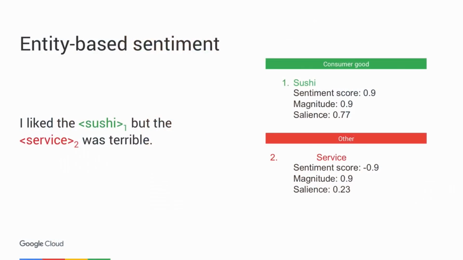The API also lets us do entity-based sentiment. So if we take this restaurant review, "I liked the sushi, but the service was terrible." The aggregate sentiment for the whole sentence might not be so useful to us, but what we would want to know is that the person liked the sushi, but they didn't like the service. And the API is able to give us a sentiment value for each entity it finds. So here, for sushi, we get a sentiment score of 0.9, almost fully positive. And for service, we get a sentiment score of -0.9, almost fully negative. So we get some really useful insights here from entity-based sentiment.